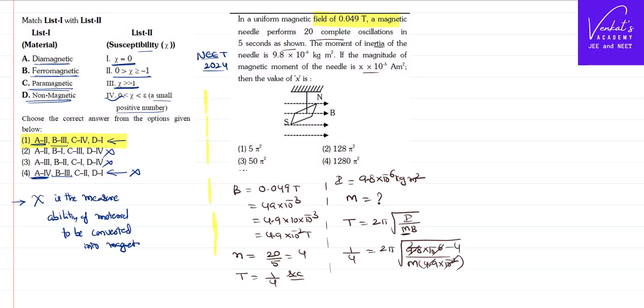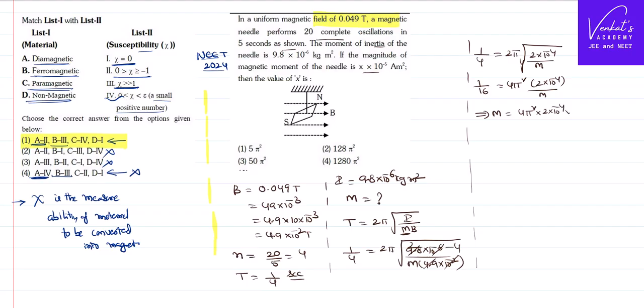So if I simplify this further, what remains is 1 by 4 equal to 2 pi into square root of 2 into 10 power minus 4 by m. Everything else got cancelled. Let us square this equation. 1 by 16 equal to 4 pi square into 2 into 10 power minus 4 by m. That implies m equal to 4 pi square into 2 into 10 power minus 4 into 16. I have just cross multiplied them.